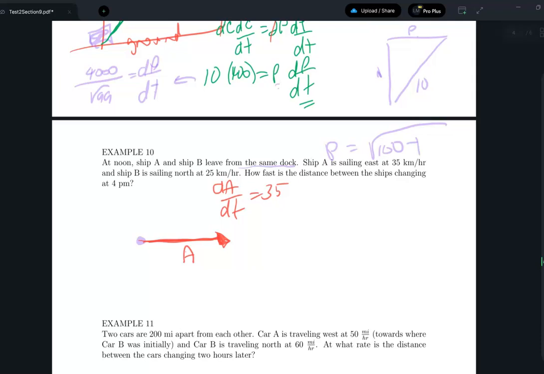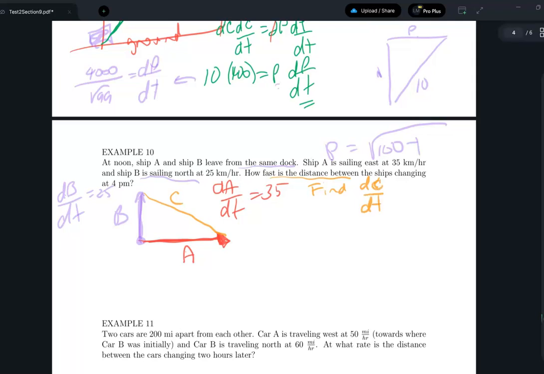Then what else do I have? I've got ship B sailing north. So here's B. I'll call it the length here B, not the ship. And so then dB over dt is 25. Okay, so what are they asking me to find? How fast is the distance between them changing? I'm going to be super creative. C. So find dC over dt.